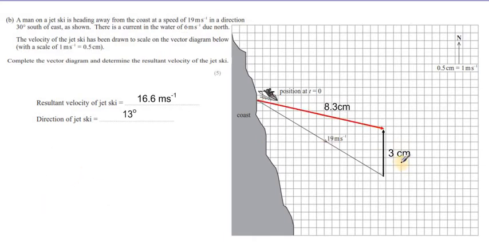You can see this 3 centimeter is the corresponding vector for 6 meter due north, and joining the two vectors, you have a resultant, the red one, and the length, for me, was 8.3 centimeter. When you convert this 8.3 centimeter as per this scale, you get the resultant velocity, but for me it is 16.6 meter per second, and the angle is 13 degree. This angle is, remember, measured from the east. From the east means this angle.